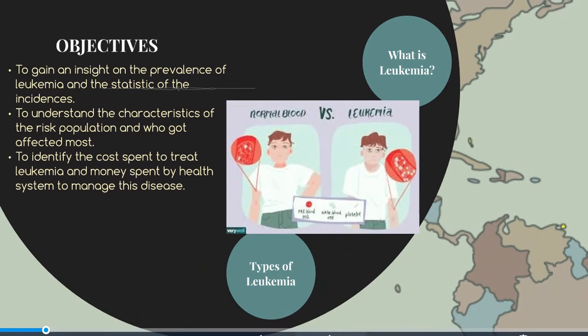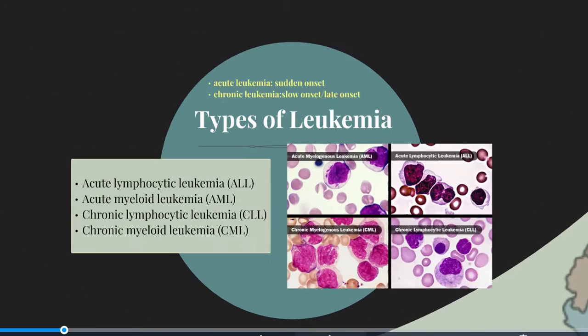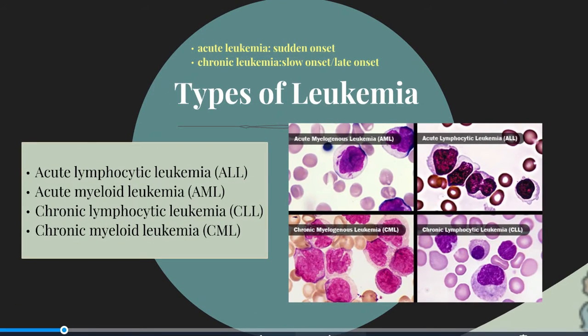There are several different types of leukemia, and it can be acute leukemia or chronic leukemia. Sudden onset is called acute leukemia, which means that the cells multiply quickly. A slow onset is called chronic leukemia, referring to the disease progressing slowly and showing marked symptoms. The four most common types of leukemia are acute lymphocytic leukemia, acute myeloid leukemia, chronic lymphocytic leukemia, and chronic myeloid leukemia.